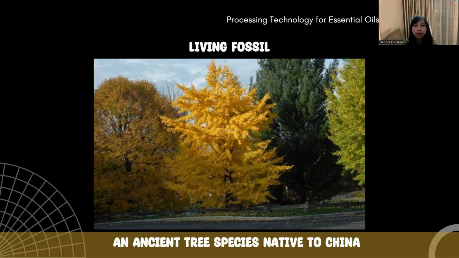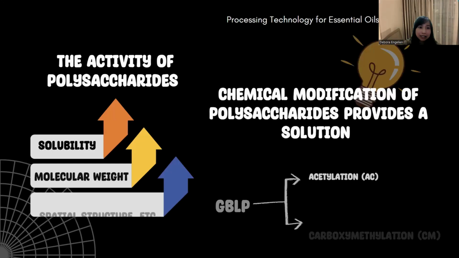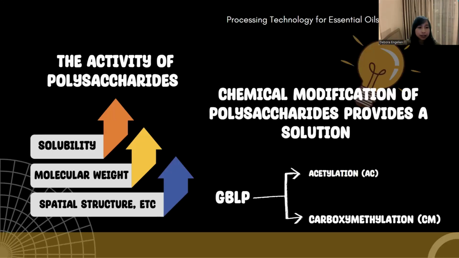The activity of polysaccharides is influenced by various factors such as solubility, molecular weight, spatial structure, and so on. Some inactive or less active polysaccharides are difficult to apply. So, chemical modification of polysaccharides provides a solution to this difficulty, as it is an effective means to improve activity, which includes sulfation, silanization, phosphorylation, carboxymethylation, acetylation, and so on.